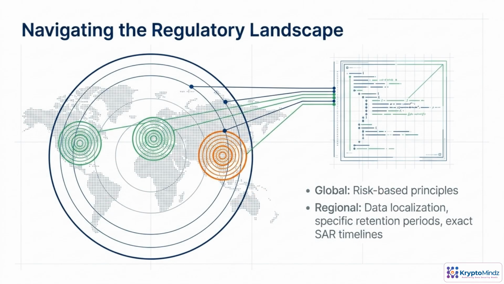When you design identity, eKYC, and AML systems, regulation isn't just background noise, it directly shapes the architecture. Globally, most rules converge on risk-based principles. Understand the customer, assess risk, monitor accordingly, and be able to prove it later. Regionally, the guidance becomes concrete and opinionated: where data must live, how long you store it, and how quickly you must file suspicious activity reports. Your design has to satisfy both layers at the same time.